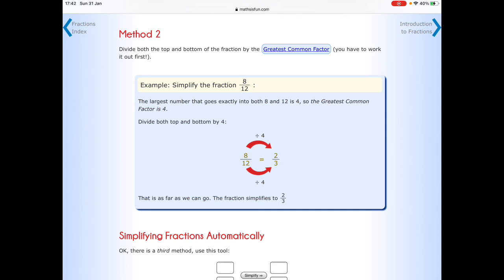So if we simplify the fraction 8/12, we can divide both 8 and 12 by 2. But if we did that, we'd have to divide it again, boys and girls, because it wouldn't be in its simplest form. So we have to think, what times table is both 8 and 12 in? They're both in the 2 and they're both in the 4. So the largest number that goes exactly into both 8 and 12 is 4. That's called the greatest common factor. So we divide both the top and the bottom by 4. And that gives us the simplest form of 2/3, boys and girls.